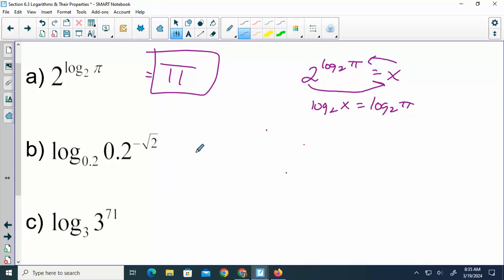B, what's the answer to this one? Negative square root 2, because the log and the exponential are the same base, so they essentially cancel. What's the answer to C? 71, because the log and the exponential have the same base, so they cancel.